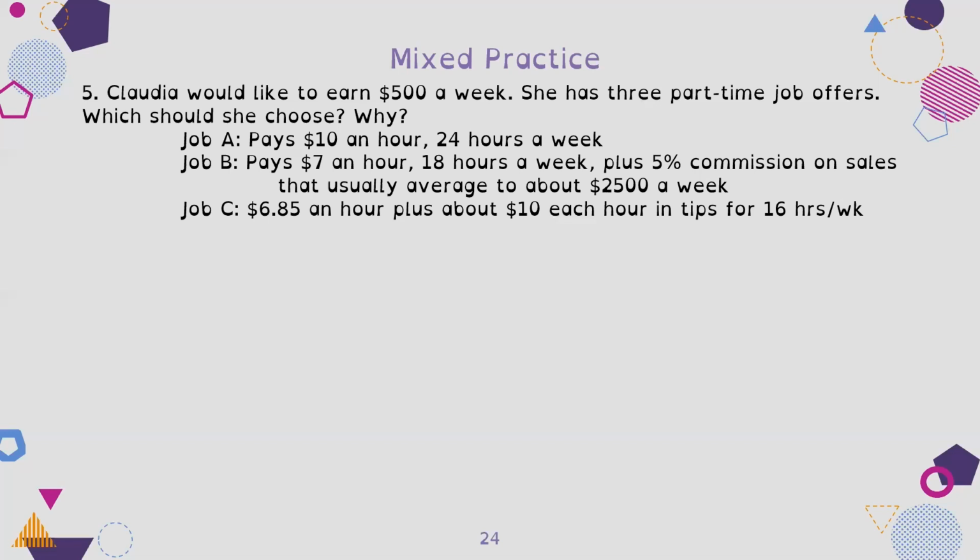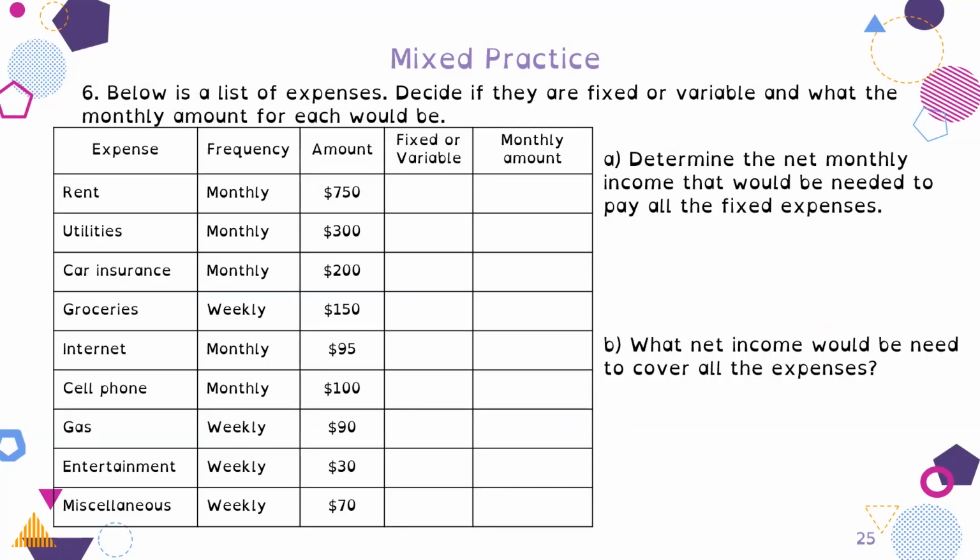Okay, let's keep going. All right, number 6. Below is a list of expenses. Decide if they are fixed or variable and what the monthly amount for each would be. I've organized this in a table to keep it easier to understand. We have a list of expenses, the frequency, so how often we pay that, the amount that we pay at that frequency, then we need to decide if it's fixed or variable, and then figure out what the monthly amount is.